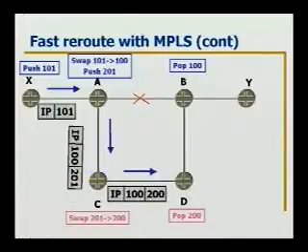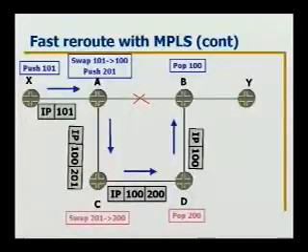So the label 201 is going to be swapped to label 200. At node D, label 200 is going to be popped. And here we have the packet arriving at B with the same label as if it had arrived over the failed link. So B is going to take this traffic, pop the label, and send it to Y. So what's the difference between this example and the IP example that we saw before?